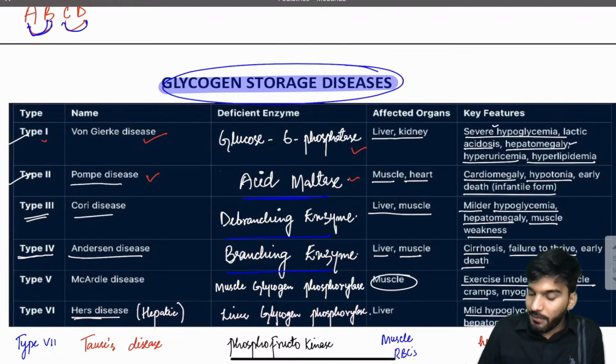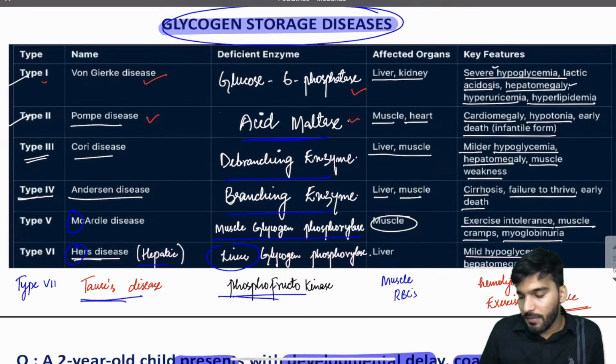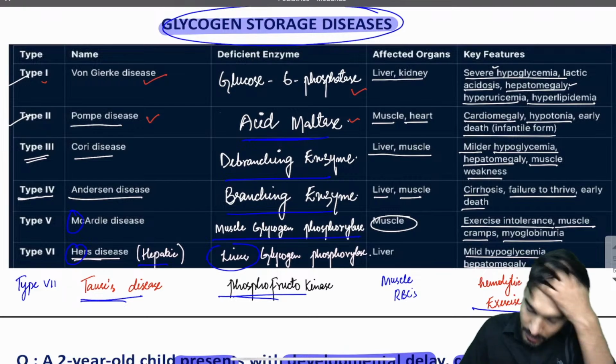McArdle's involves muscles, M for muscle glycogen phosphorylase. Hers is hepatic, liver glycogen phosphorylase. So exercise intolerance and mild hypoglycemia are the features of McArdle and Hers disease. We have type 7, Tarui's disease, phosphofructokinase. Patient can have exercise intolerance and hemolytic anemia.